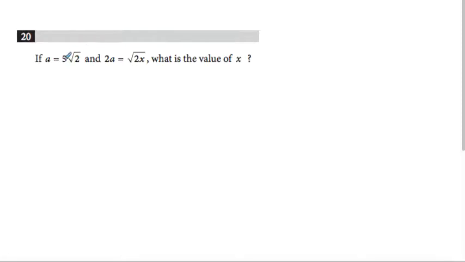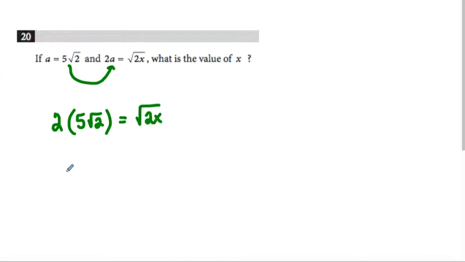So I'm guessing that many of you might say, okay, I'm going to substitute 5 root 2 in for a. When we substitute a value in, we should always put it in parentheses. So if I'm using the algebra, this is what I'd have. Then we see that these are being multiplied. The root 2 is a number, 5 is a number, 2 is a number, so these can actually multiply. That would give me 10 root 2 equals root 2 x.